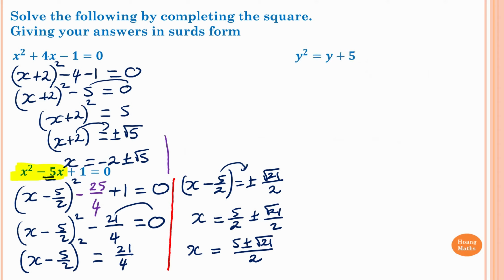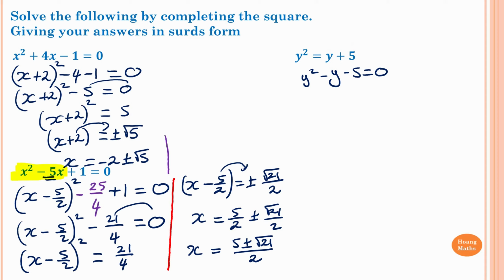Next one. So y squared is equal to y plus 5. First of all, we make the equation equal to 0 first. So I move this on this side, I move this on that side. So this means that y squared minus y minus 5 is equal to 0.